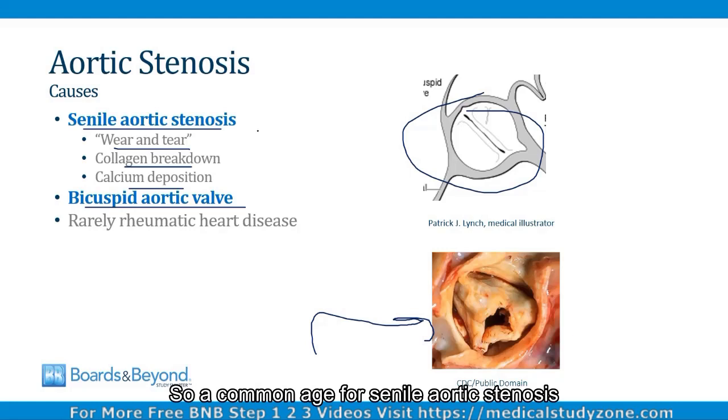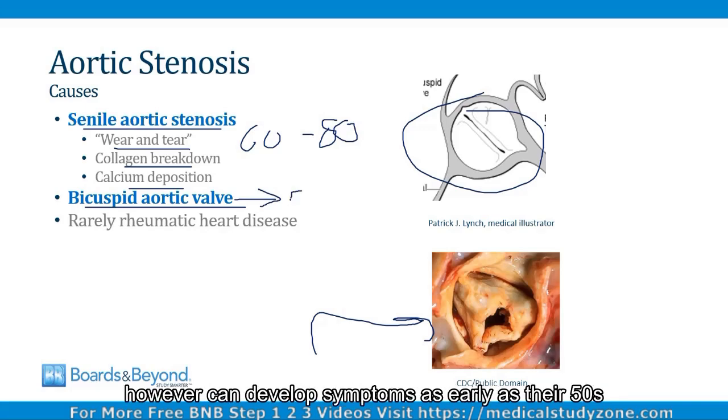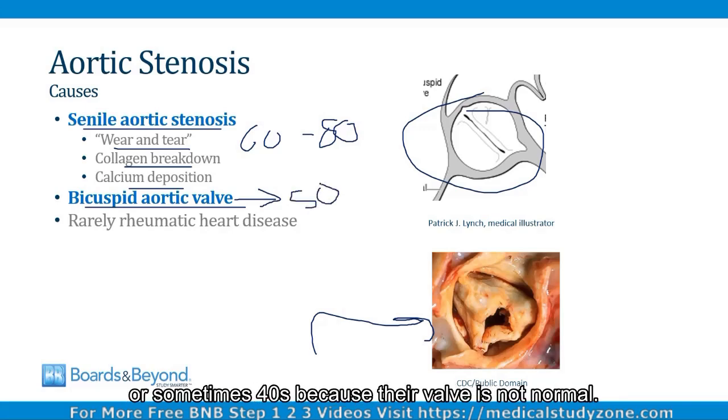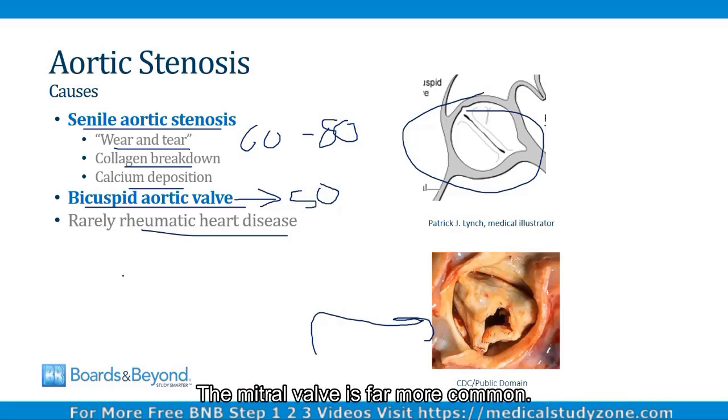So a common age for senile aortic stenosis is about 60 to 80 or so. Many of my patients with aortic stenosis are in their 80s. Patients with bicuspid aortic valve disease, however, can develop symptoms as early as their 50s or sometimes 40s because their valve is not normal. And then finally, rheumatic heart disease can cause aortic stenosis, but this is very uncommon. The mitral valve is far more commonly affected.